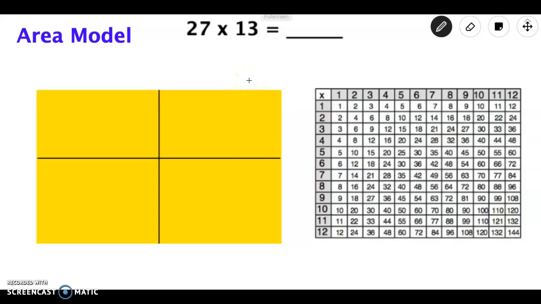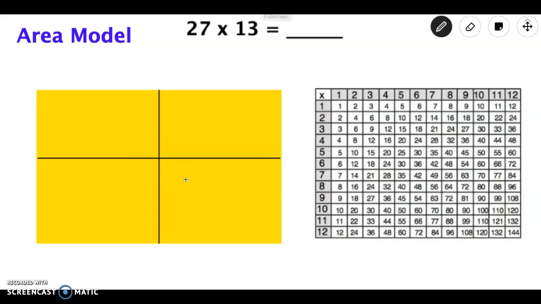Today, we are going to be working on multiplication. We're going to multiply a 2-digit times a 2-digit number. The strategy that we are going to be working on is called area model. That's going to look like this. It's a big square that's going to be broken down into 4 smaller squares.